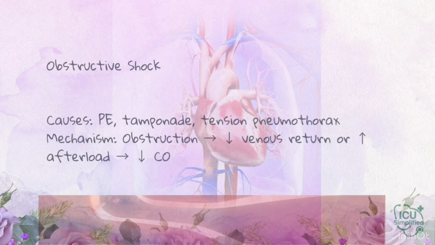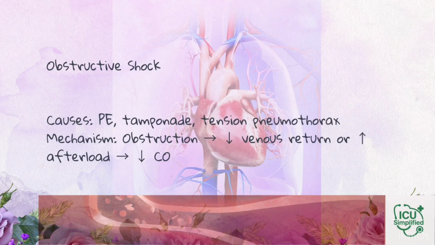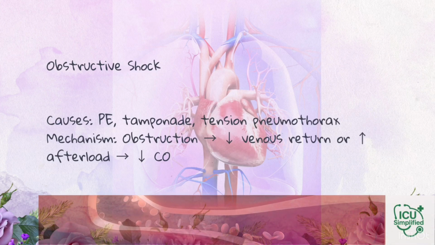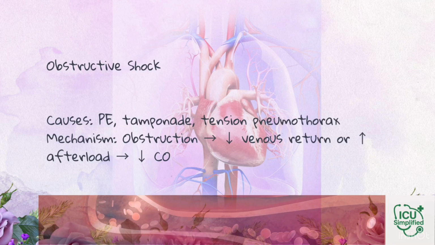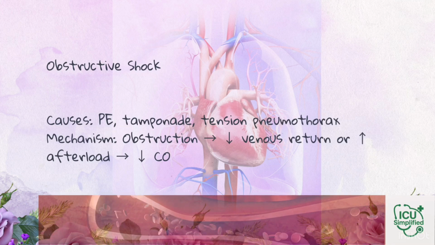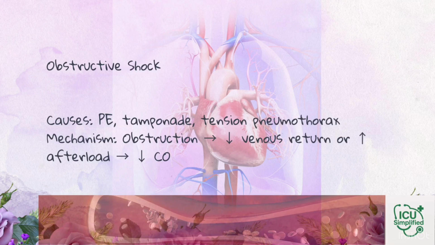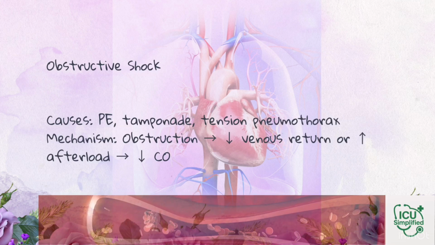What happens in obstructive shock? There is a physical block to blood flow, like a massive pulmonary embolism or cardiac tamponade. The heart may be functional, but the flow is obstructed. So, due to this obstruction, there is decreased venous return or increased afterload, which in turn results in decreased cardiac output.